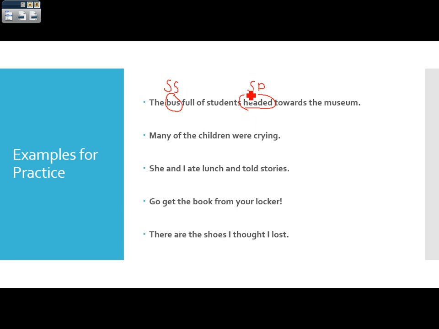Okay, now what I usually do is I draw a line in between the subject and the predicate to show where the predicate begins. So your complete subject is the bus full of students, and then the verb portion of the complete predicate is headed towards the museum. Okay, so we have simple subject, simple predicate, complete subject, and complete predicate. So I want you to do that in each of the following sentences. Find the simple subject, find the simple predicate, and circle those, and then underline your complete subject and then your complete predicate.